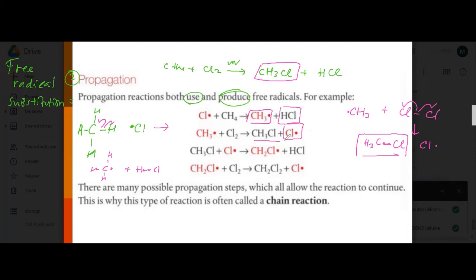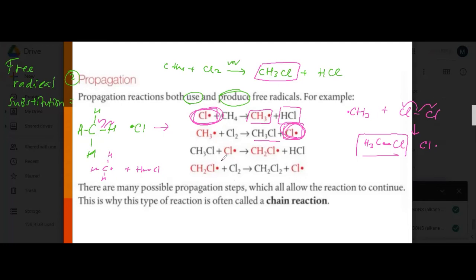This will react again and again, because the Cl radical from the first step appears again at the second step, so it is like a catalyst. So this will occur again and again, until all hydrogens in methane have been substituted by Cl.